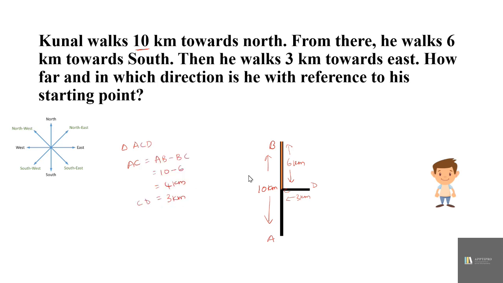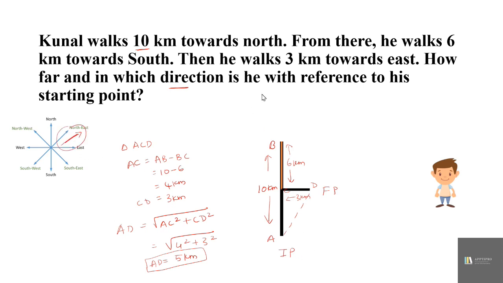3 kilometers. From Pythagoras theorem, AD is equal to square root of AC square plus CD square. That is square root of 4 square plus 3 square, which is 5 kilometers. So we have obtained AD as 5 kilometers. Also they have asked the direction. So this is the initial point and this is the final point. So the direction is towards northeast. See, this is the direction. So the answer is 5 kilometers northeast.